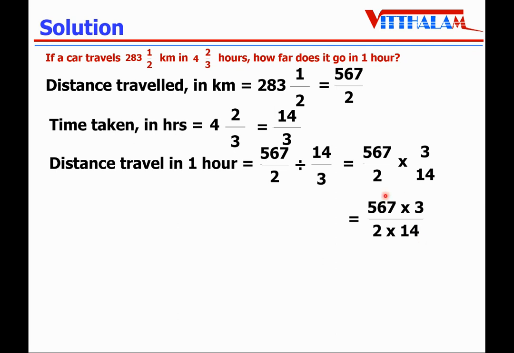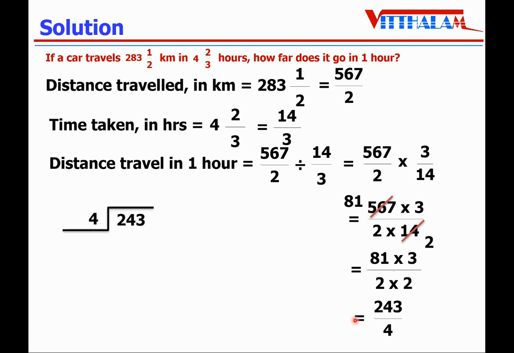So the highest common factor between 567 and 14 is 7. 7 2s are 14 and 81 7s are 567. Equals 81 into 3 upon 2 into 2. That is 243 by 4. Now this is an improper fraction, so convert to mixed. So we will do the division of 243 divided by 4 and find out the quotient and the remainder.